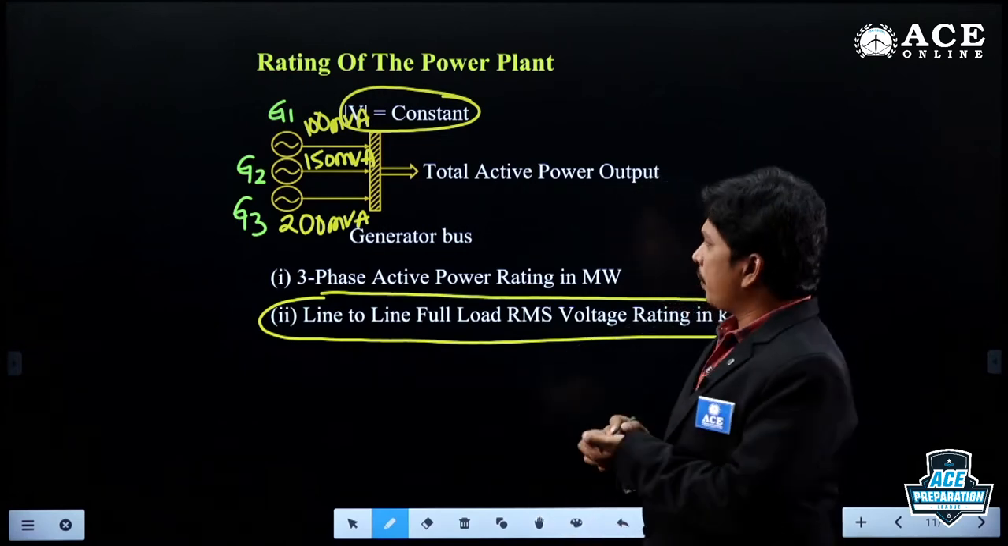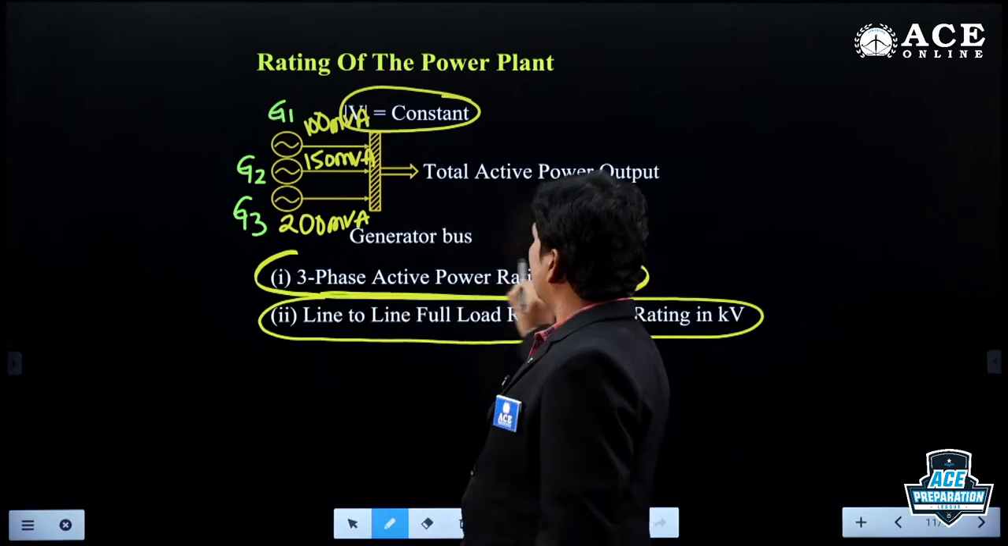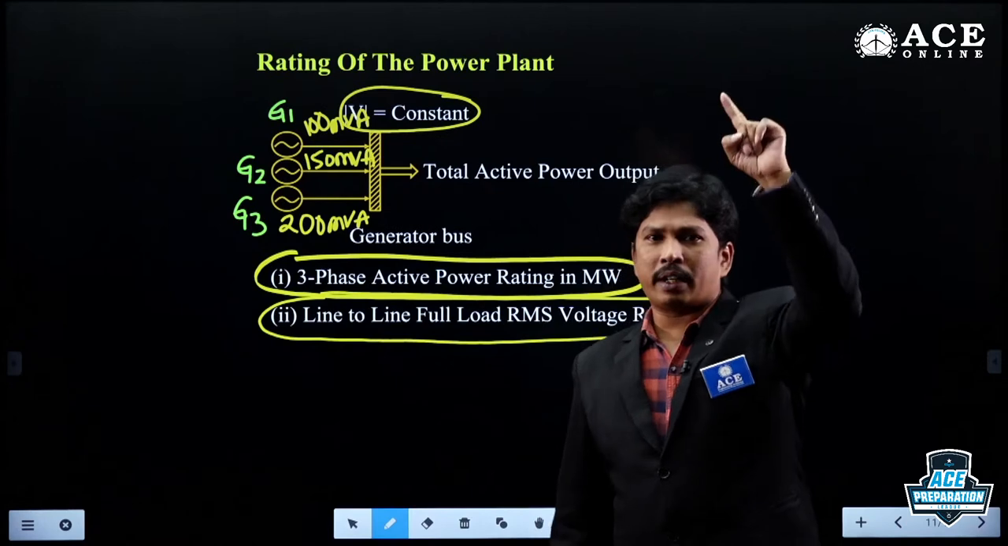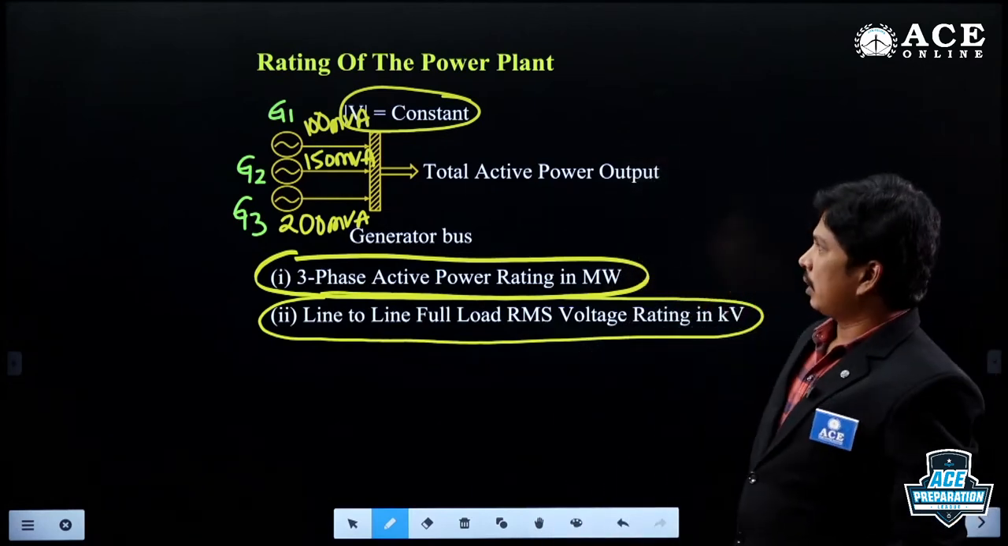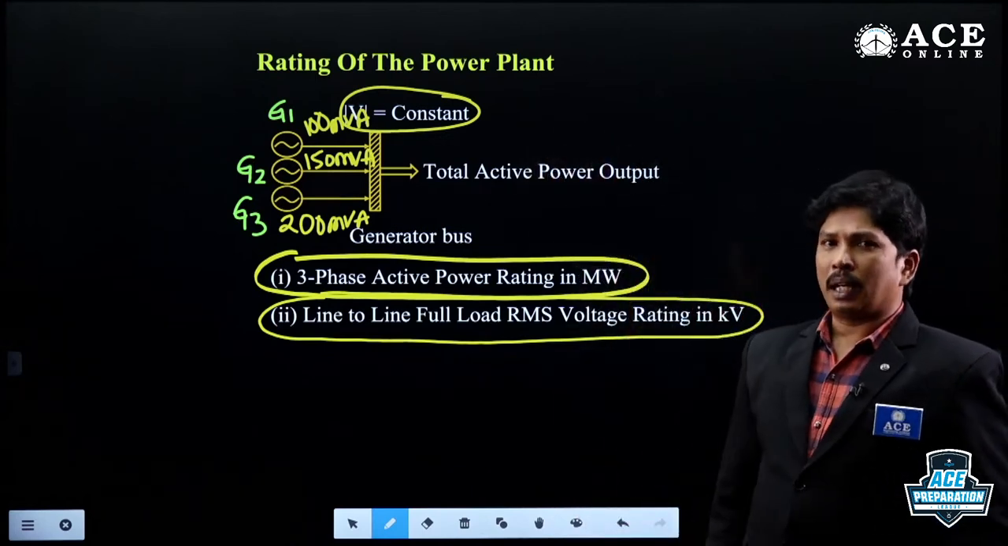The reason is the turbine. Therefore, the rating of the power plant should always be in megawatt. Three-phase active power rating in megawatt. So for a generator, they have given the three-phase active power rating in megawatt.